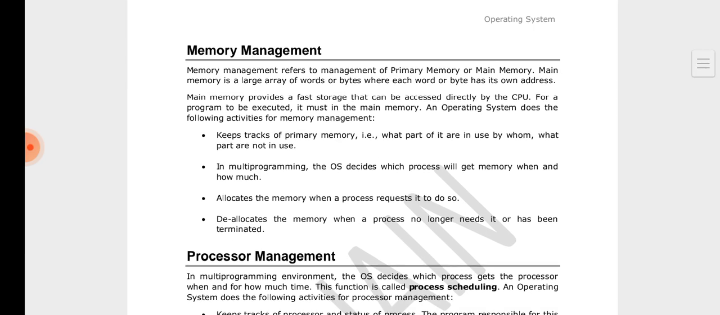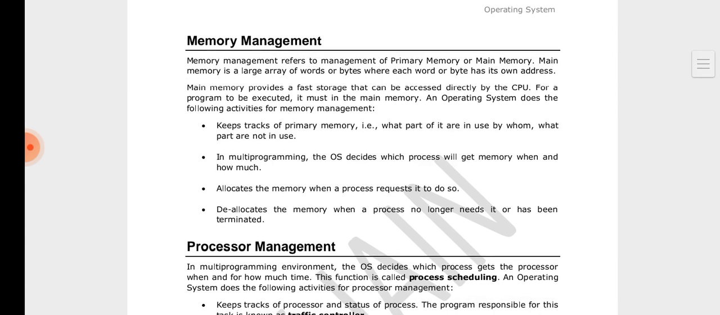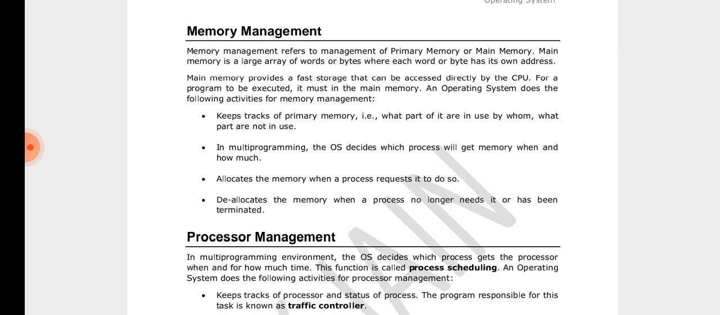First, memory management. Memory management refers to the management of main memory. Main memory is a large array of words or bytes where each word or byte has its own address. Memory provides fast storage that can be accessed directly by the CPU. For a program to be executed, it must be in the main memory. If you have a program saved in main memory, it also gives us access to execute it.